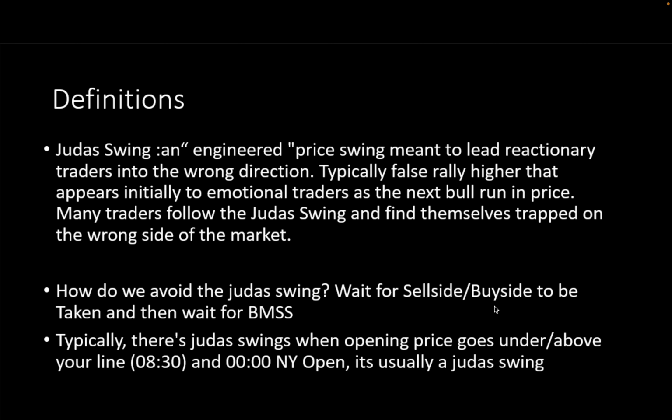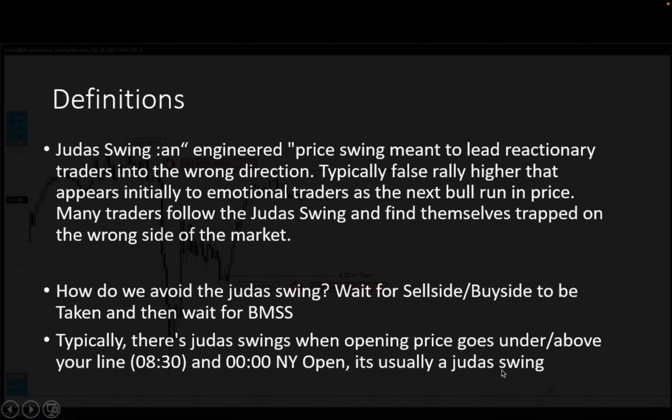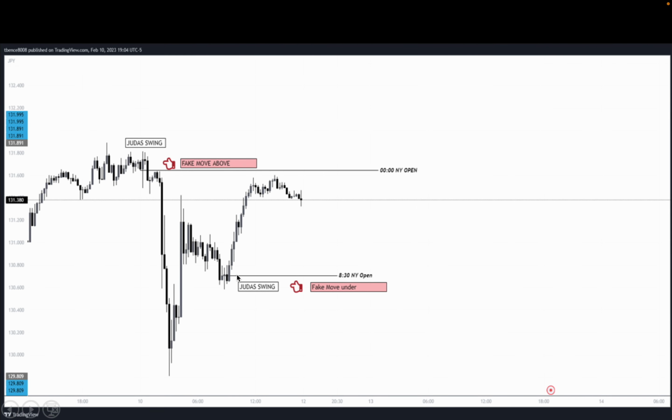Wait for sell side or buy side to be taken, and then wait for a bullish or bearish market structure shift. Typically, there is a Judas swing when the opening price goes under or above your line at 8:30 and the 0000 New York opening at midnight. It's usually a Judas swing. So if we look at the 8:30 opening, there is a Judas swing right here. Do you see how price tends to reverse in these areas? Right here, right there at the openings.